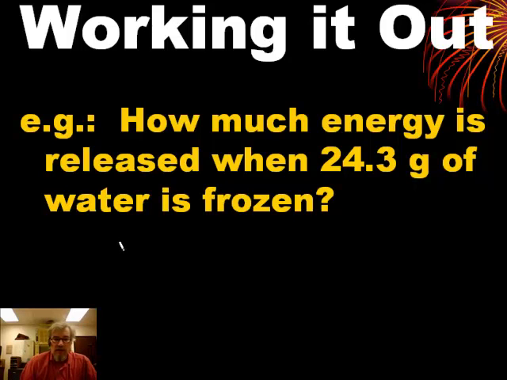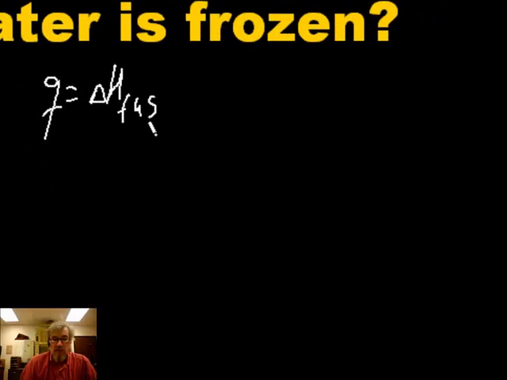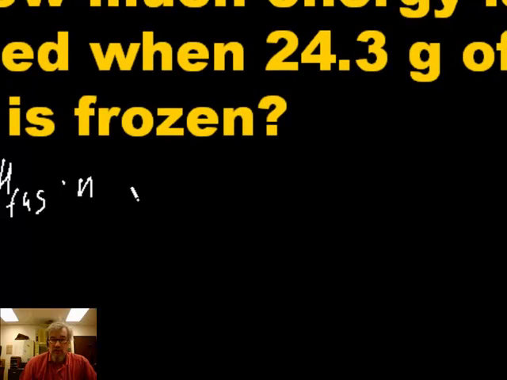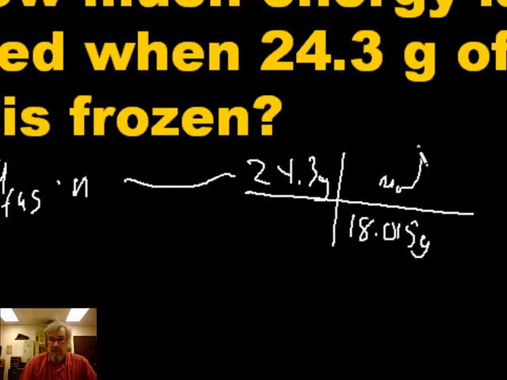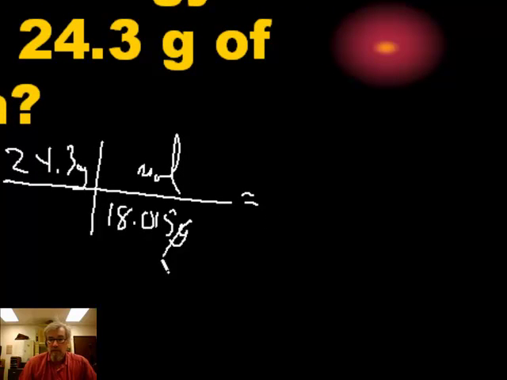This is very much like the other problem. We know that Q is going to be equal to delta H of fusion times number of moles. So we have to find out how many moles we have, for one thing. We'll do that here: 24.3 grams of water, and water is 18.015 grams per mole. This will give us moles. The number to 3 sig figs is 1.35 moles.